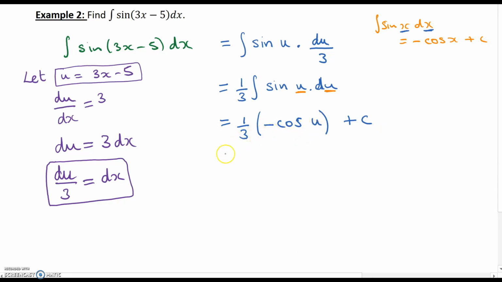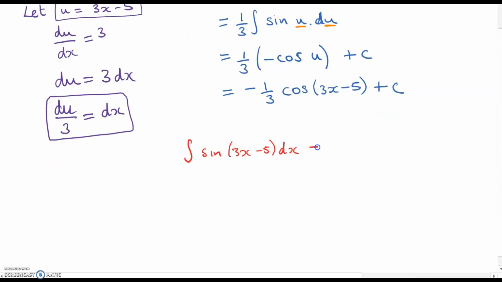We can replace the u now, and it's going to be minus 1/3 times the cosine of 3x minus 5 plus c. And that's our answer. Okay, so let's write it out because there's something you might notice. The question and the answer together: the integral of sine of 3x minus 5 dx is equal to negative 1/3 of the cosine of 3x minus 5 plus c.